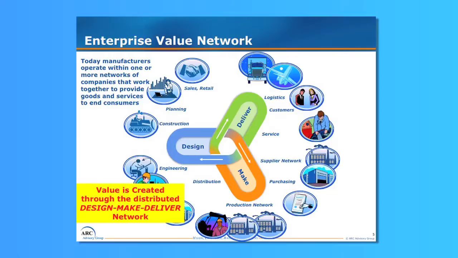Now, the basic model of all manufacturing has this design, make, deliver model at its very center. Manufacturing today is highly distributive and collaborative, and manufacturers are relying more and more on external resources. So we need to integrate this design, make, deliver model completely from end to end. And manufacturers are moving more towards expanded value networks to span all the disciplines.